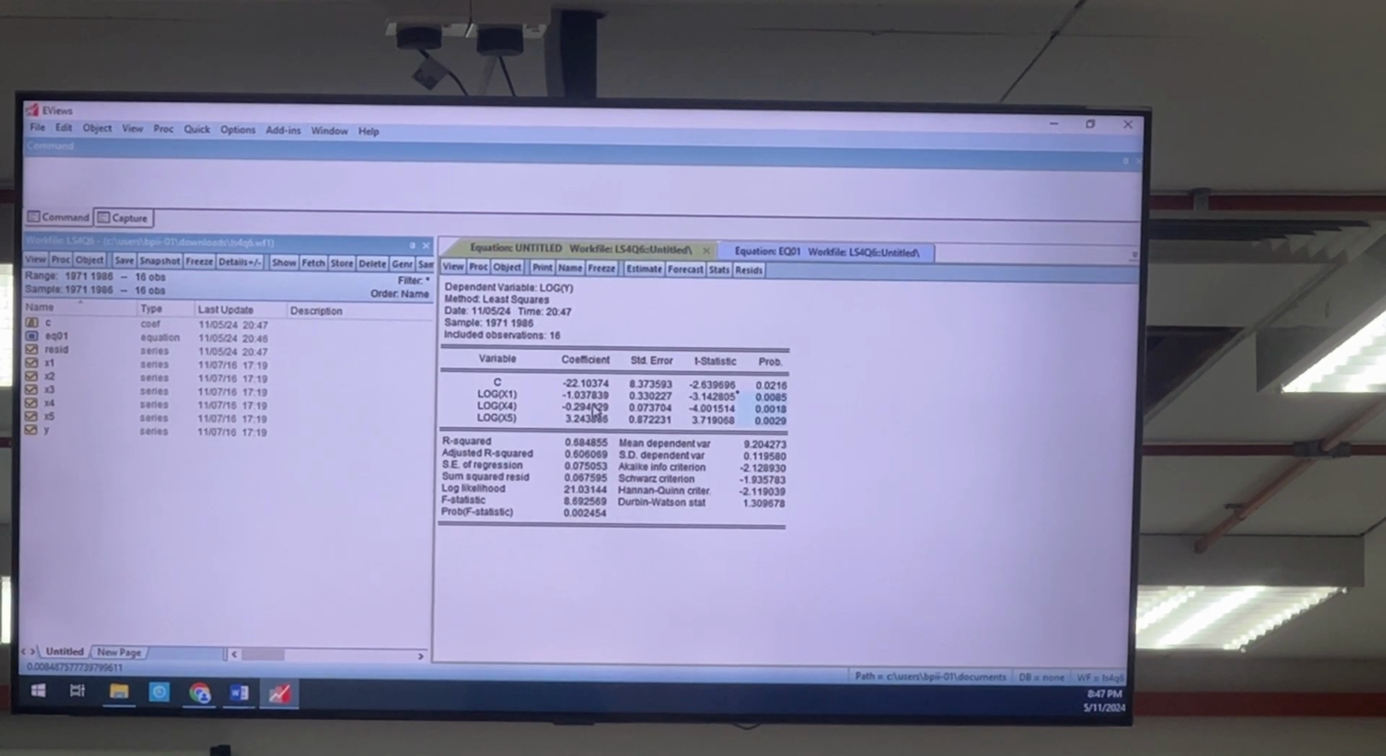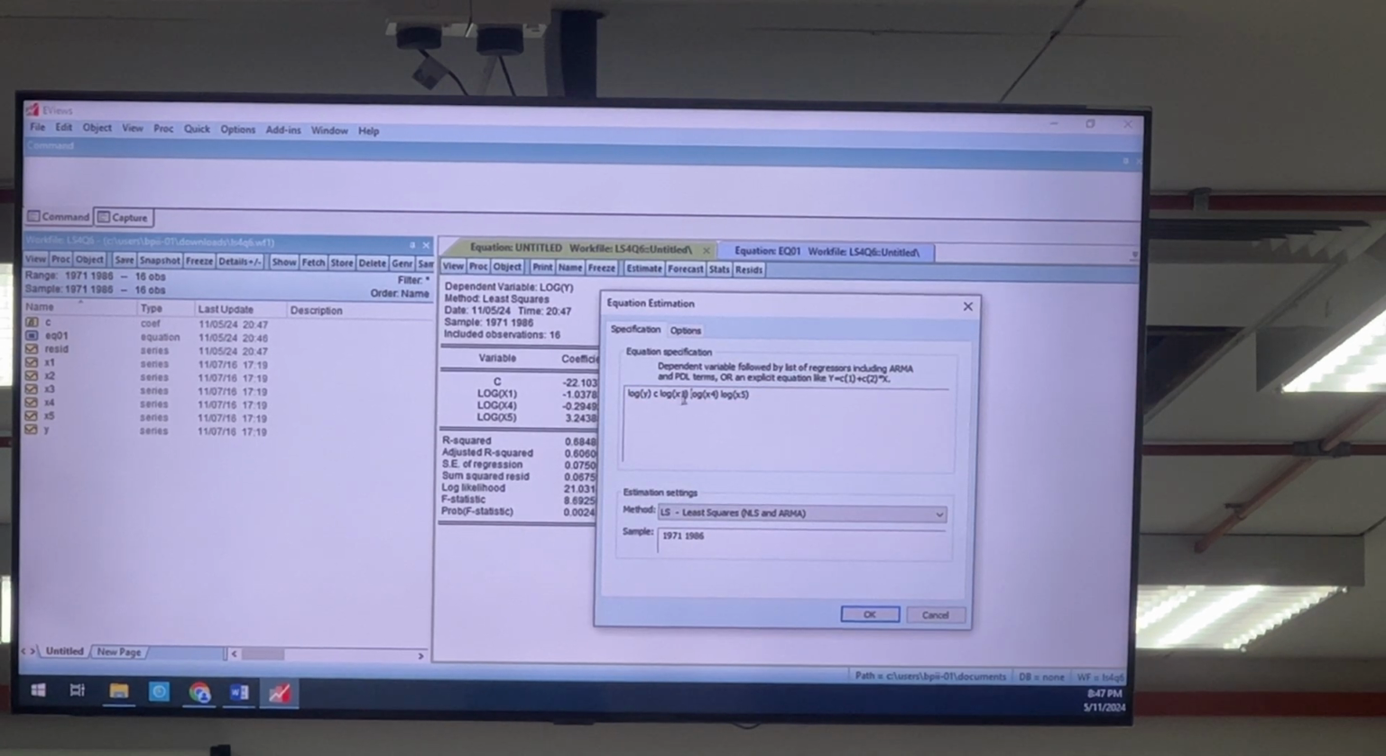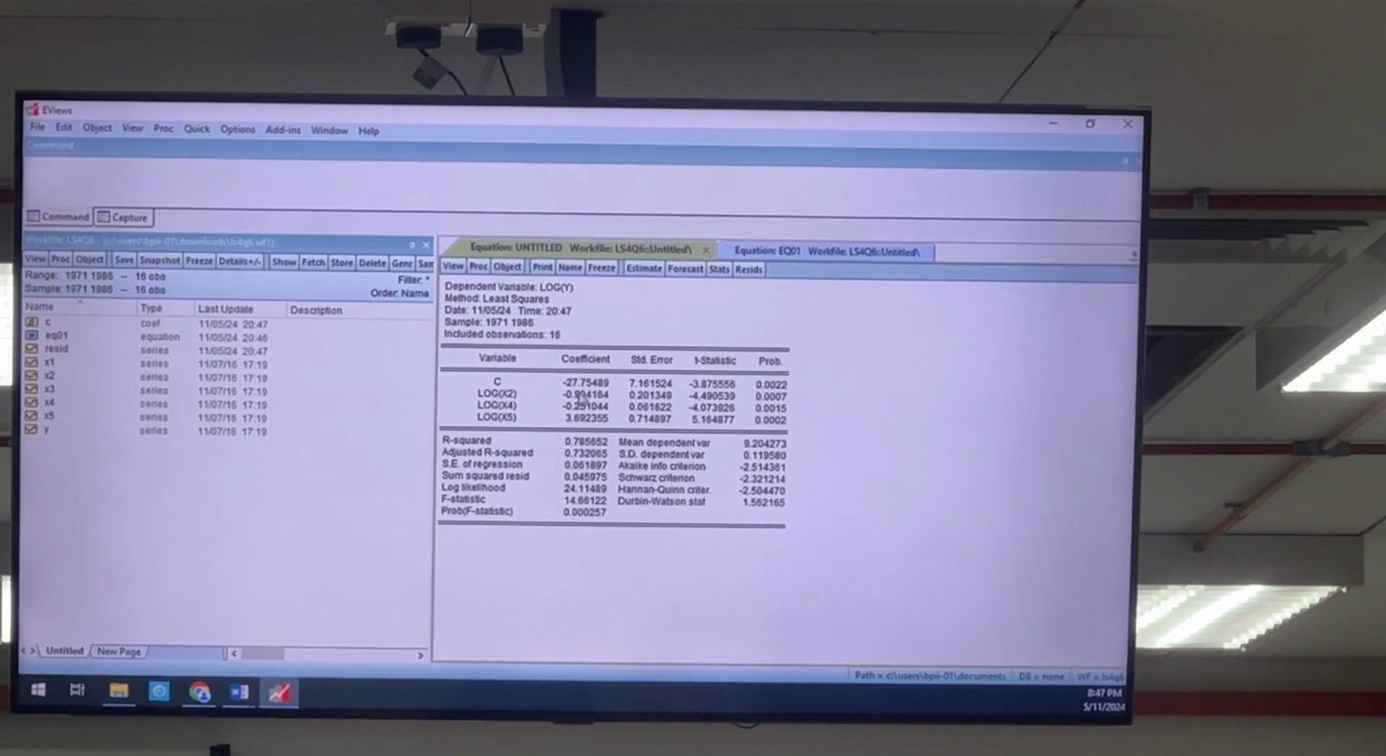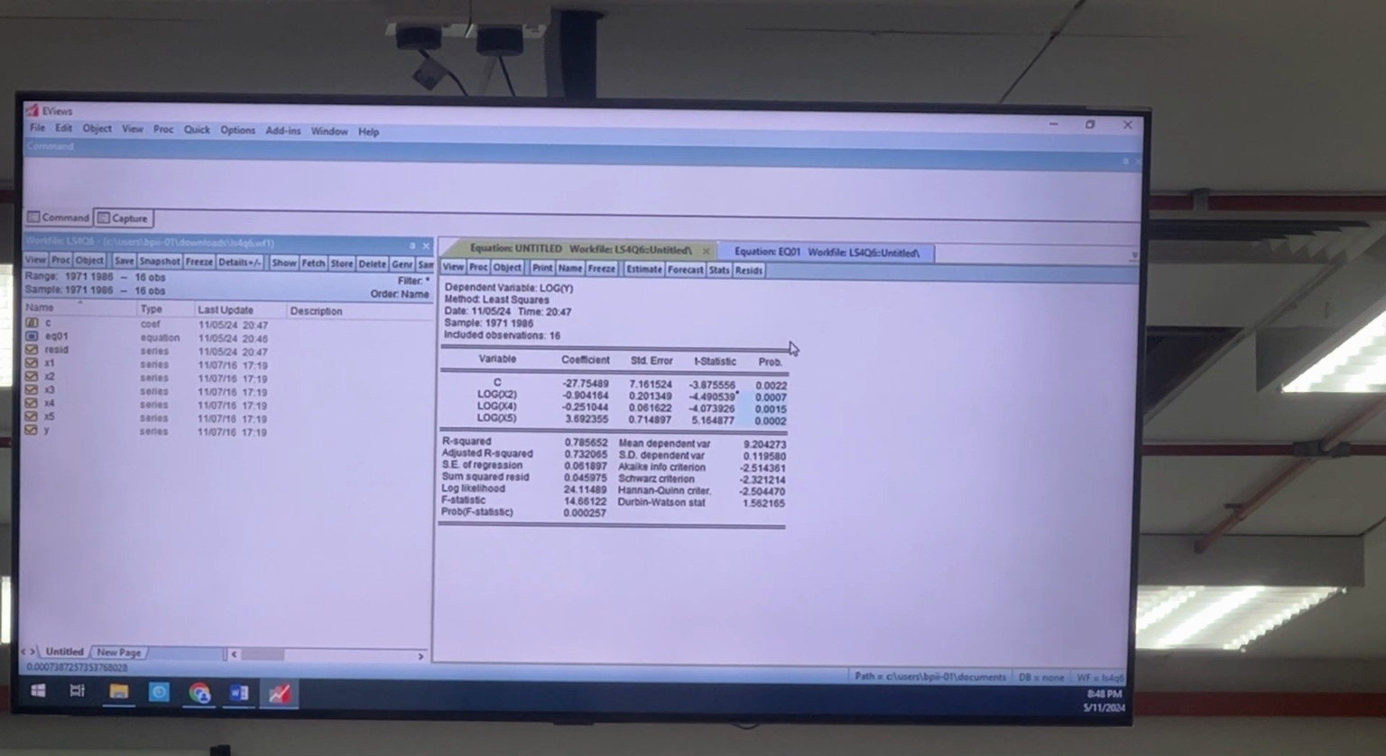Alternatively, you can remove x1 and keep x2 together with log x4 and log x5. Instead of x1, use log x2. We get the same result: negative, positive, and significant, even though some VIFs are slightly greater than 10. So the alternative model is better than the earlier one. Compared with the original model, this new model has the correct signs for the various coefficients, and all the coefficients are significant.